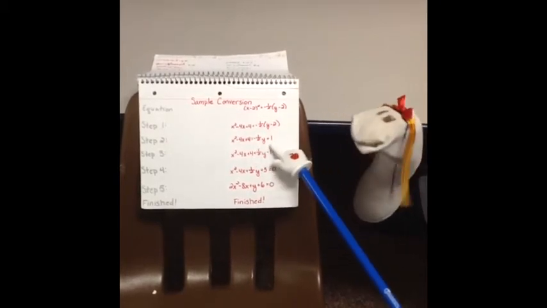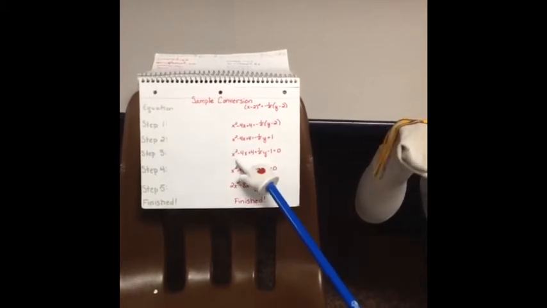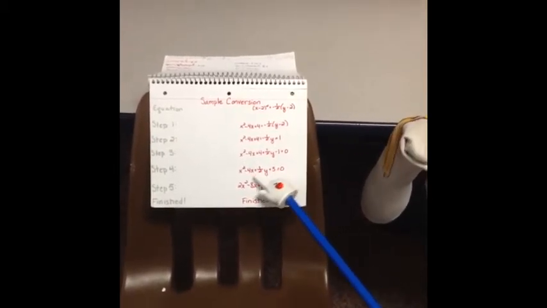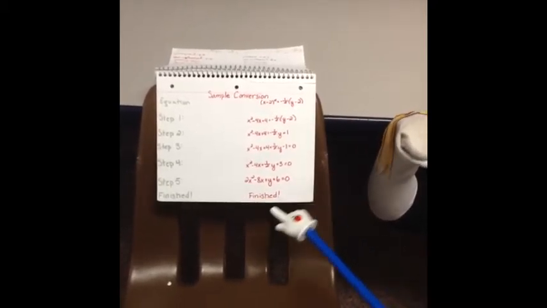Step 3. Add or subtract terms to get all of the non-zero numbers on the left side of the equation. Step 4. Combine like terms. Step 5. Rearrange the equation to look like normal form, multiplying and dividing as necessary. And there, you're all finished.